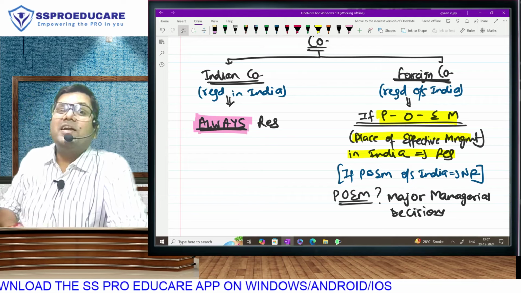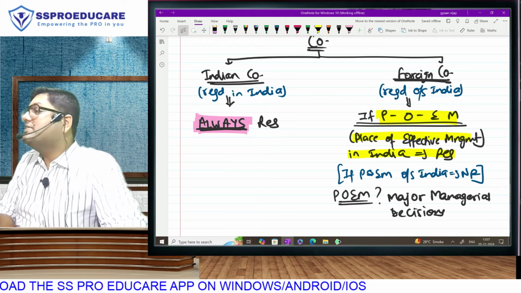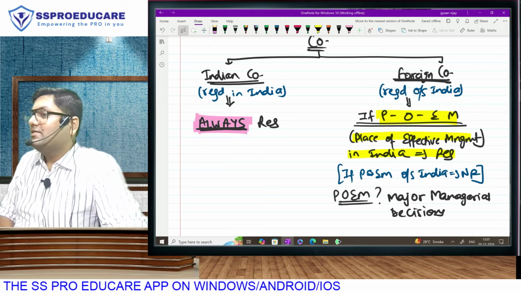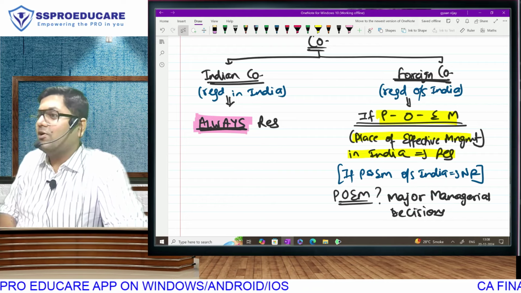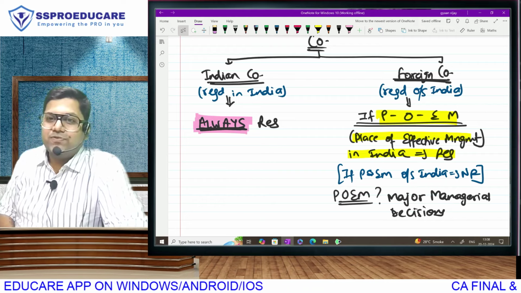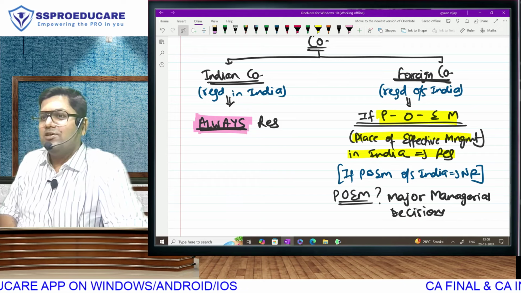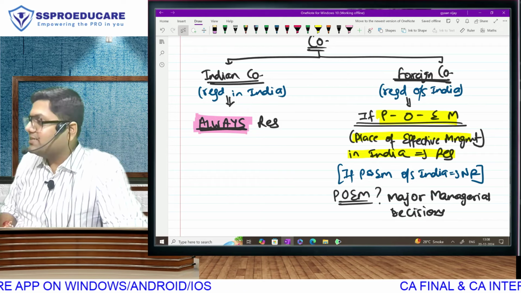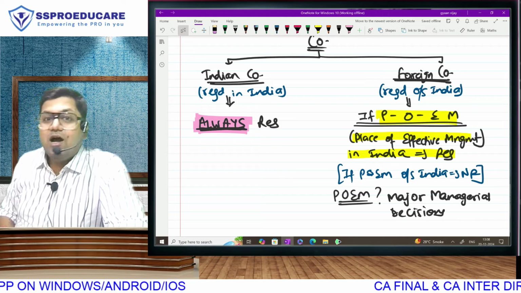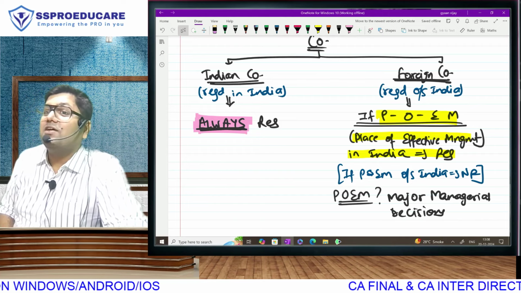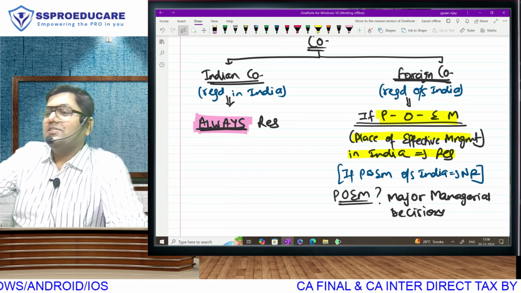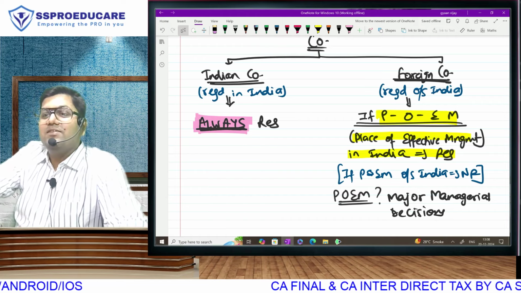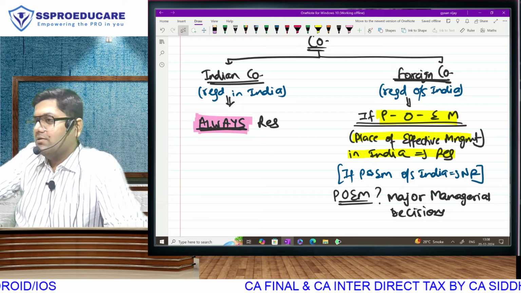The company will say it's a routine decision. An officer will say it's a major decision. If the company says routine decision, that means POEM is not in India, so non-resident, only Indian income. An officer says no, it's a major decision, so POEM is in India. Then resident, taxed on world income. How to address this issue? Because there is no benchmark which can be kept to decide whether a decision is major or minor.